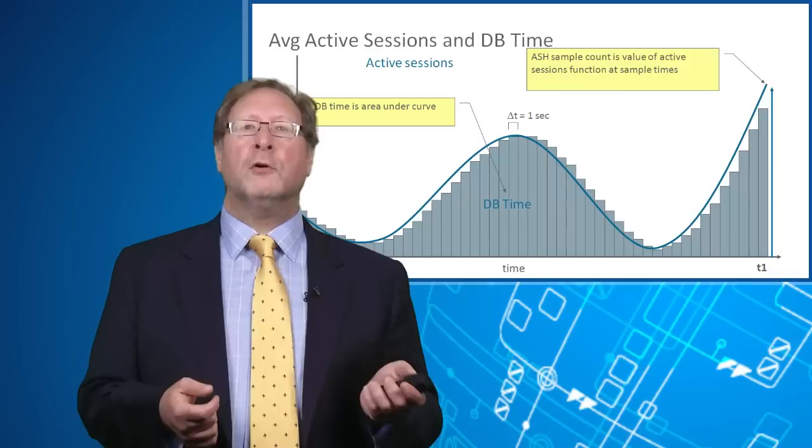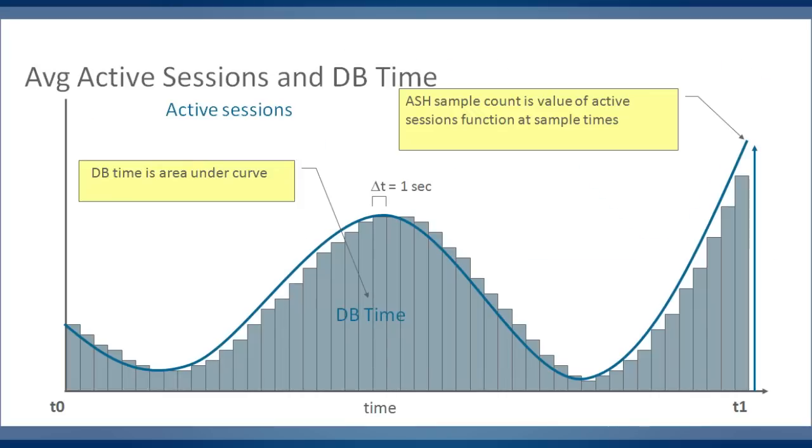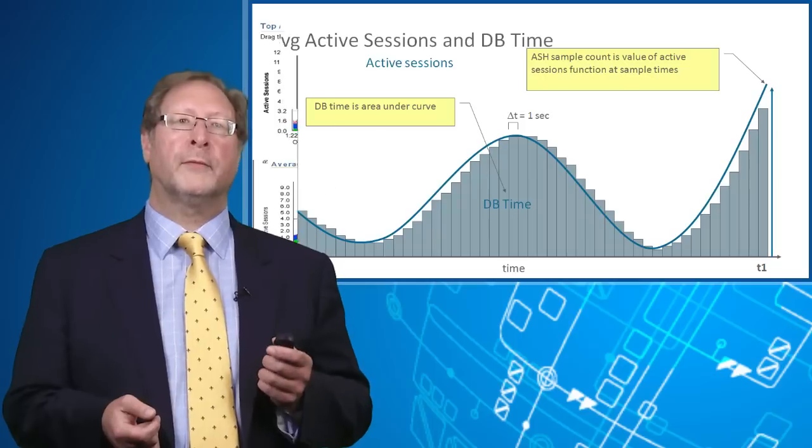Okay, so if we look at a graph of database time over time, the area under the curve is database time. If we were to draw ASH samples in as a histogram underneath that curve, then at any point in time, the height of the curve is the number of samples that we would have in the ASH records for that 1 second period.